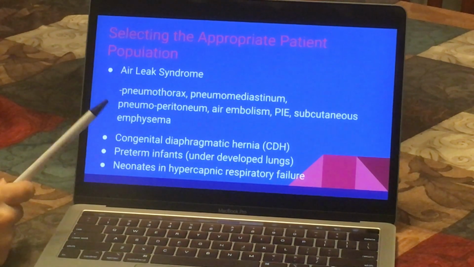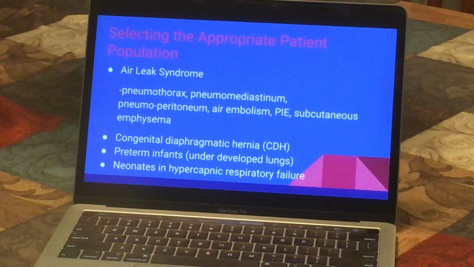Also, patients with congenital diaphragmatic hernia, which we'll talk about later, are good candidates for the jet, or any neonate that's in hypercapnic respiratory failure. Also, any neonate that is reaching unsafe settings on your conventional ventilator would also be a good candidate for high frequency ventilation, whether that be the jet or the oscillator we'll talk about in a bit.